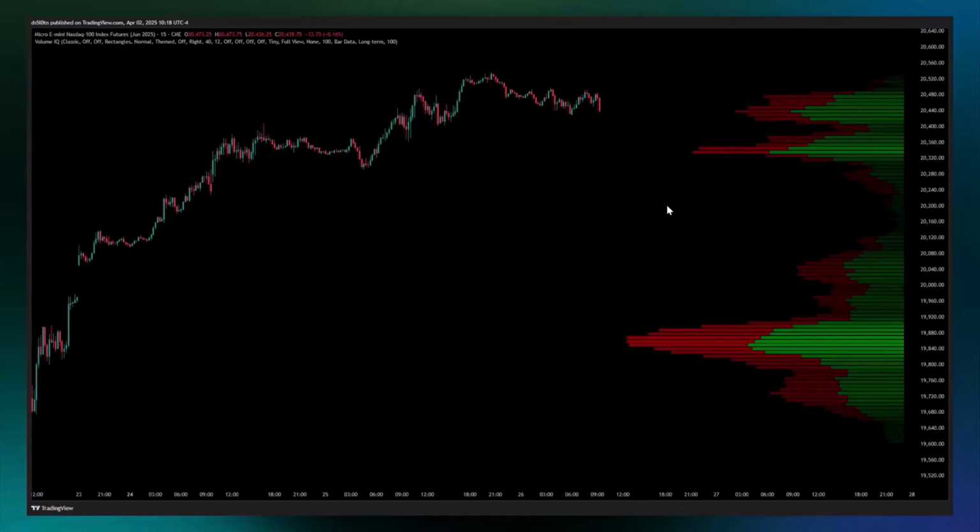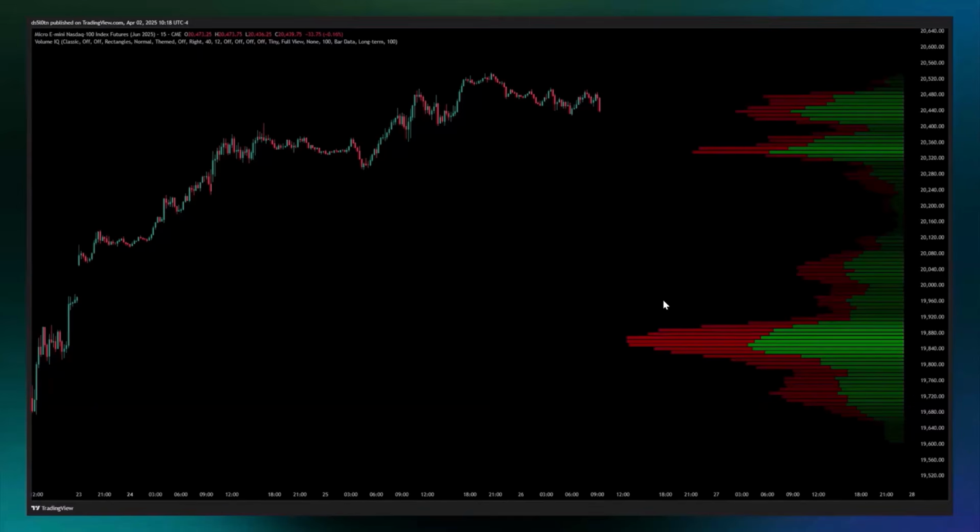This is from about a year ago. Not a lot of trading volume was traded there. There wasn't much time the market spent there. Whereas in this region down here, let's say 19,800 to 19,920, a lot of trading activity happened. A lot of contracts or shares or whatever it might be, crypto, exchanged hands between market participants.